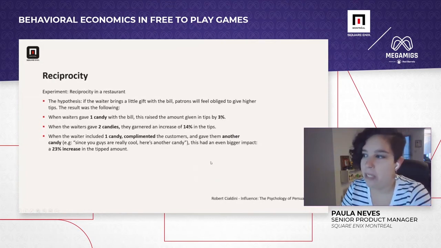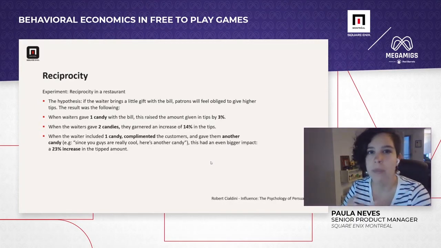This is an experiment that was also done. The behavioral economics people, they love to do these experiments. So the hypothesis in the experiment was if the waiter brings a little gift with the bill, patrons will feel obliged to reciprocate, to give a higher tip, right?